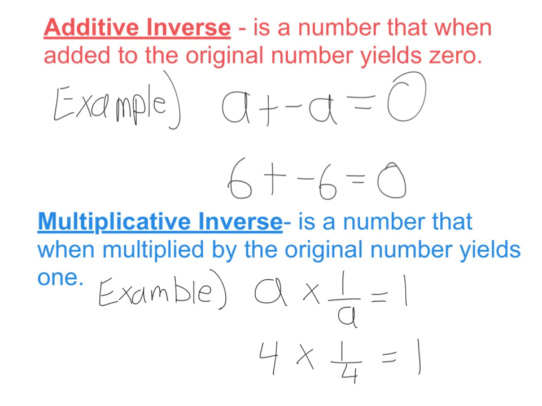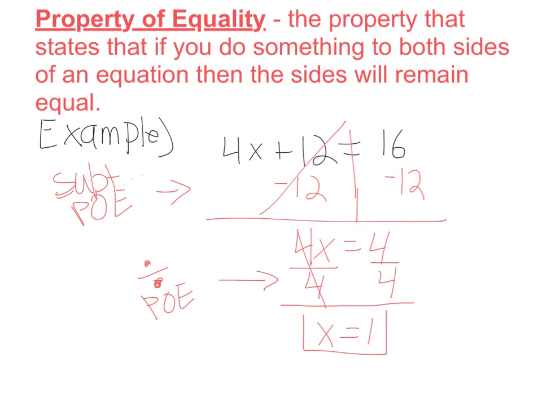If we look at this from the multiplication side, we have our multiplicative inverse, or that fancy-dancy word I like to use. Another word for multiplicative inverse is reciprocal. So I have A times 1 over A is equal to 1. 4 times 1/4 is equal to 1. Because we multiply our numerators and multiply our denominators, we end up with 4 over 4, which equals 1.